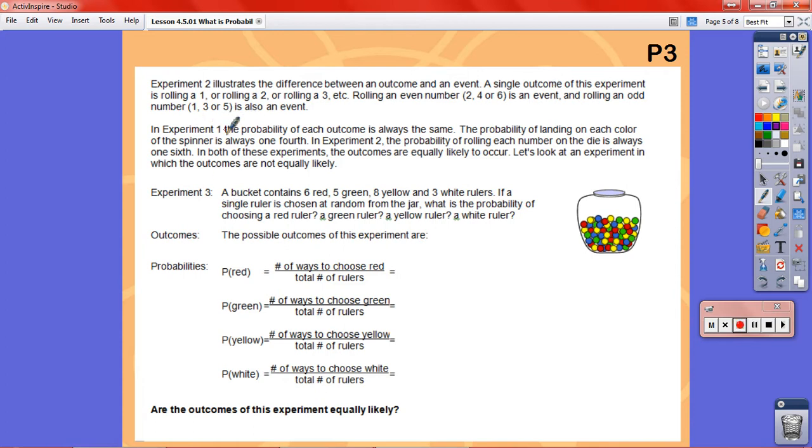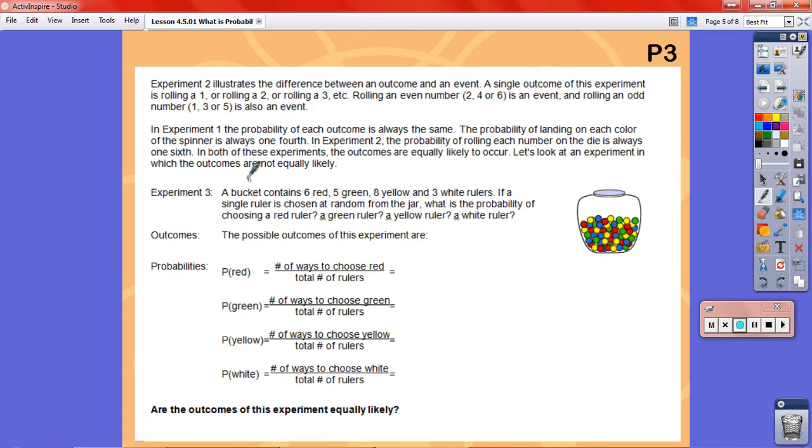So, in experiment 1, the probability of each outcome is always the same. So it's always 1/4 of a chance of landing on a given color on the spinner. And in experiment 2, it's always 1/6 of a chance of landing on a given number. But we're going to look at some where the outcomes have different probabilities.